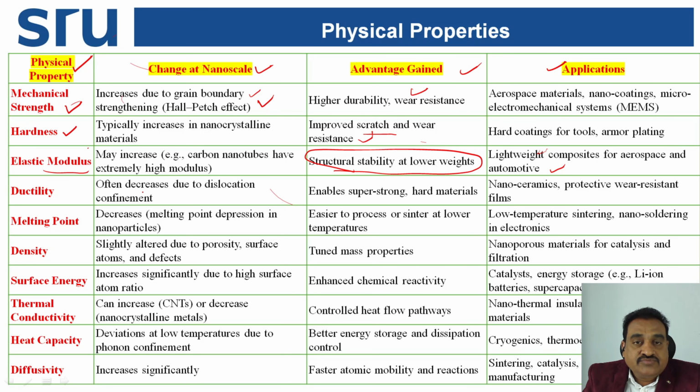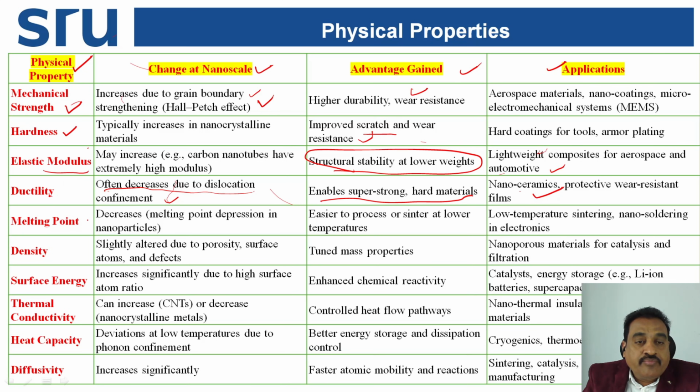Ductility. What is the change at nanoscale? It often decreases due to dislocation confinement. What is the advantage? It enables super strong hard materials. These are used in nanoceramics and protective wear resistant films.